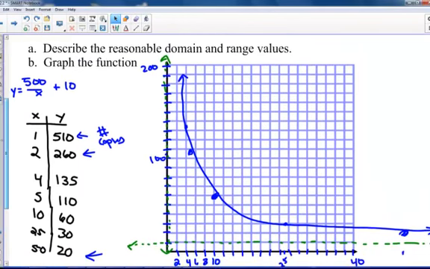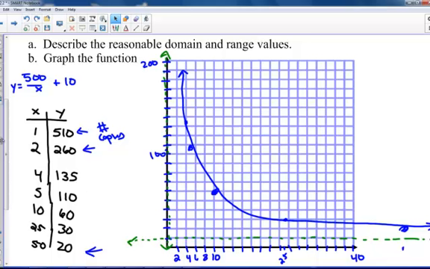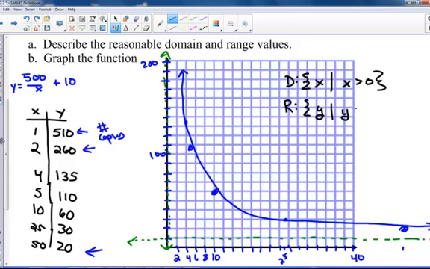So the reasonable domain, the domain are all of the numbers greater than 0, and the range is all of numbers greater than 10. So the domain, the numbers for x, such that x is greater than 0, and the range, the numbers for y, such that y is greater than 10.